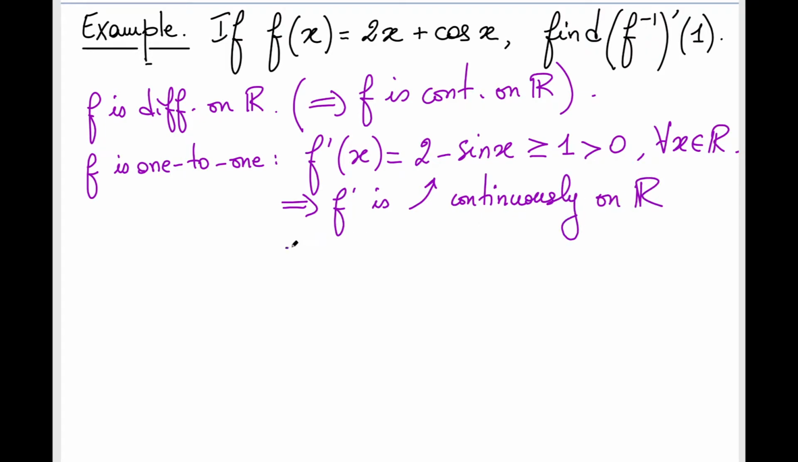As such, f is continuously increasing on R. So as such, f is one-to-one on R. Okay, so the function is one-to-one and it's differentiable. And what else? I still have to check that this is not 0, right?